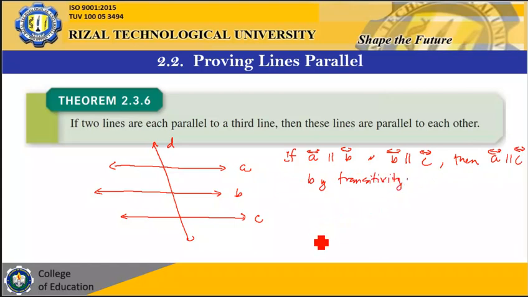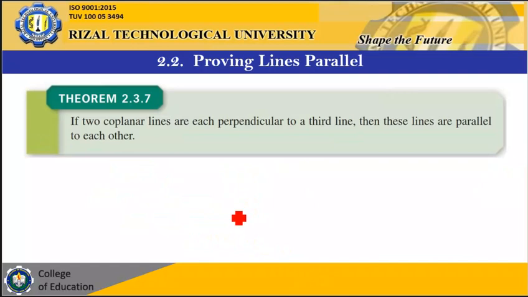Okay, so you have to take note of this theorem because we're going to use that one later as well. Okay, next. Another theorem, we will no longer prove this: if two coplanar lines are each perpendicular to a third line, then these lines are parallel. To illustrate that one, this is actually an extension of the previous theorem, so you can prove this theorem using the previous theorem if you want to explore.